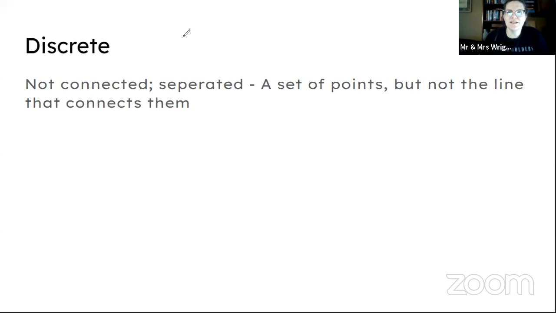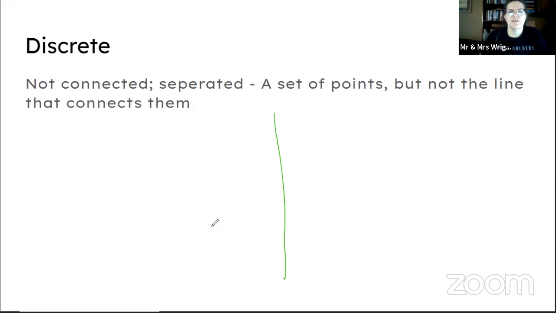Now this one is not continuous. If I were to have a coordinate plane here and I just had some points on the graph but did not have any line connecting them, that would be discrete. So the information that I'm obtaining is going to be just what's in the dot and not what's in between. Okay, so let's see here.